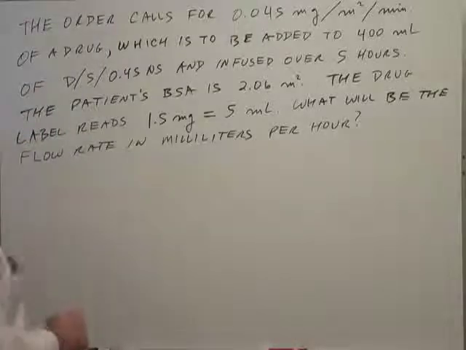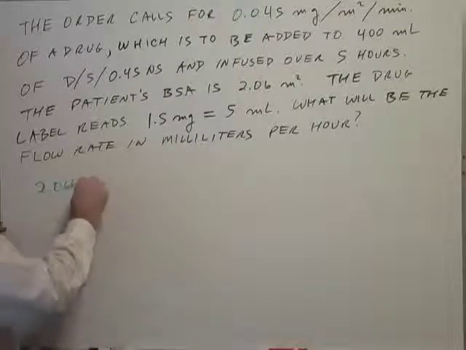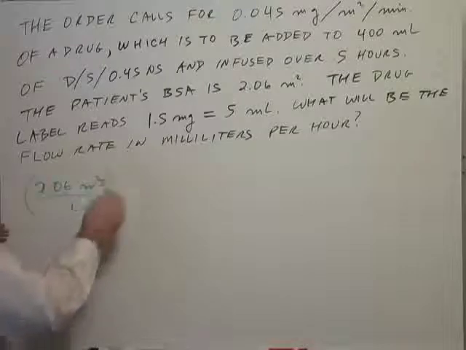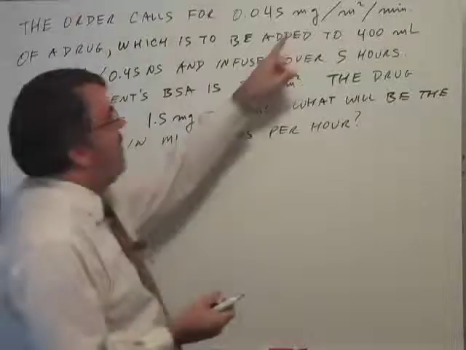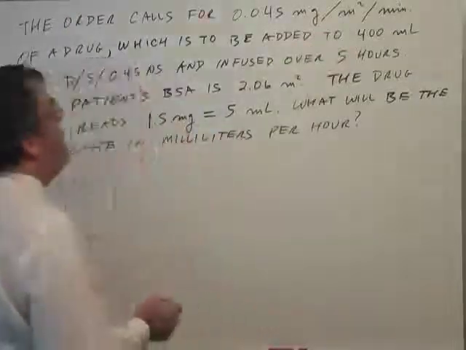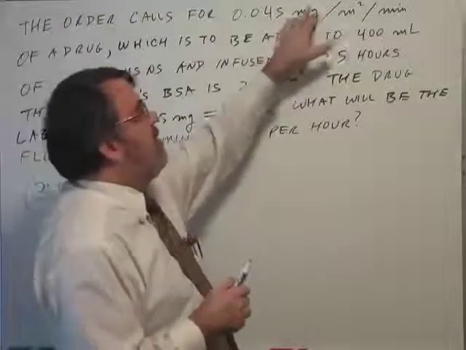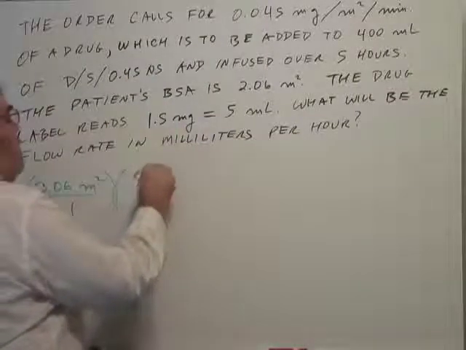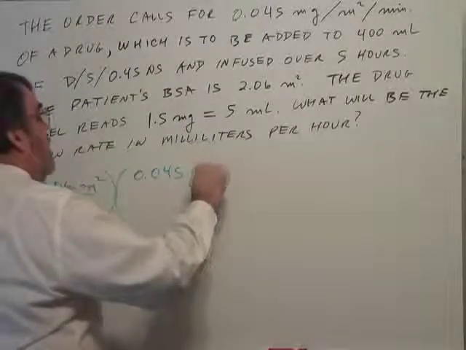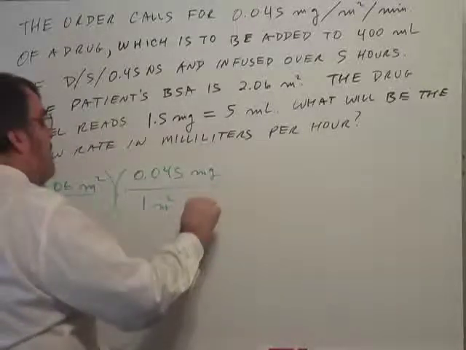All right. So as usual, let's begin with the patient information. The patient has a body surface area of 2.06 square meters, and the dosage rate is up here, which contains the square meters. So that's worded a little bit differently, but it's still 0.045 milligrams per square meter per minute. And so we have 0.045 milligrams over square meters times minutes.